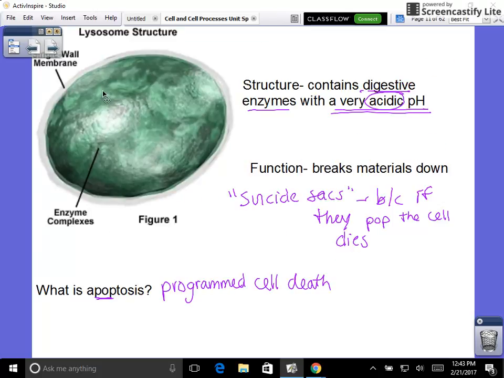The lysosome is an organelle that contains digestive enzymes. So very, very acidic environment inside of this lysosome. And there's a single membrane here that protects the lysosome and is supposed to keep everything inside, those strong acidic enzymes. And if the job is to break down material inside, if it breaks, it will kill the cell. So there is a term called apoptosis, which means programmed cell death. And it's kind of what happens if they pop, and it would actually kill the entire cell because of the acidic environment.